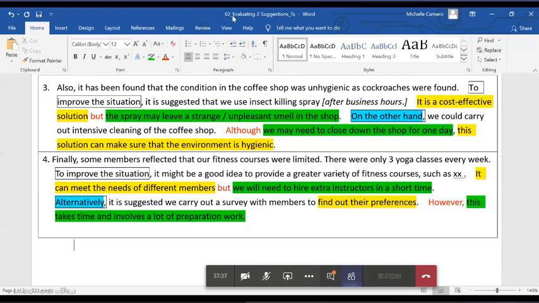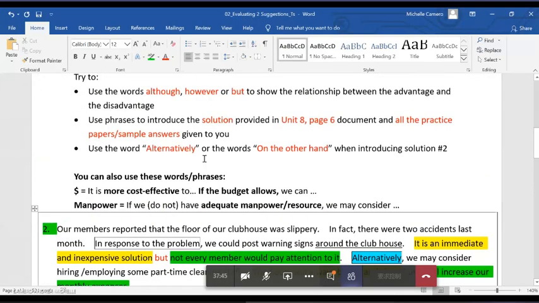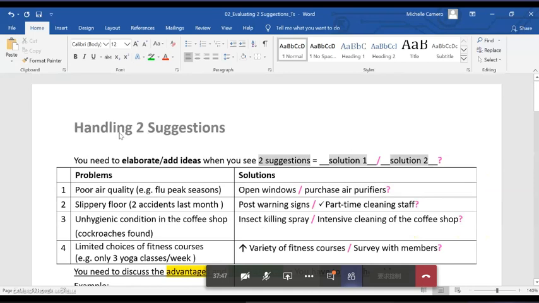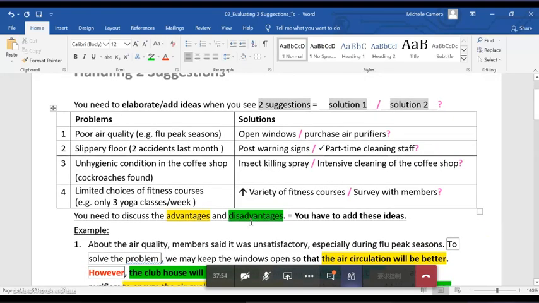You'll notice up at the top it says 02, evaluating 2 suggestions. I'm going to change the name of the document to 02, handling 2 suggestions, because that's what they have up here. But really, you are evaluating them. Why are you evaluating them? Because you're giving the advantages and disadvantages.